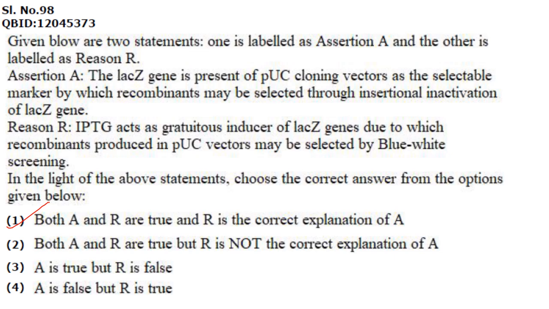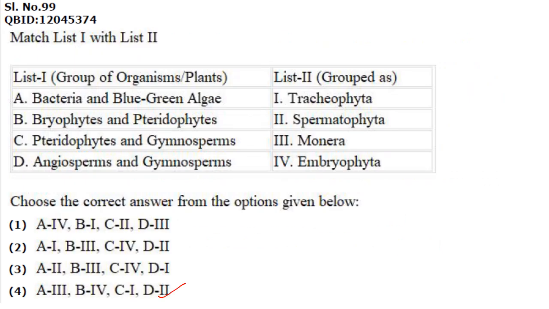Answer is option 1. Then next one, they have given groups of organisms or plants and they are grouped as. So bacteria and blue-green algae, they come under Monera, A3. There goes your answer, that is D4. Bryophyte and pteridophyte, they belong to embryophyta. Pteridophytes and gymnosperms, they belong to tracheophyta. Angiosperms and gymnosperms, they belong to spermatophyta. So the answer here is option 4.